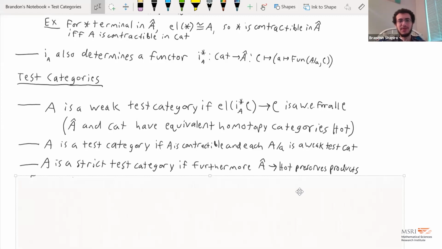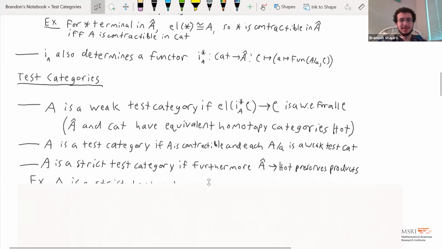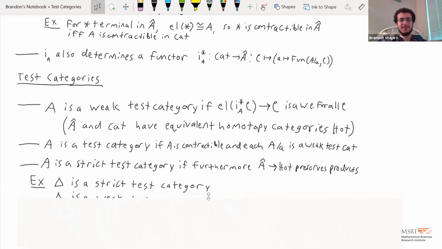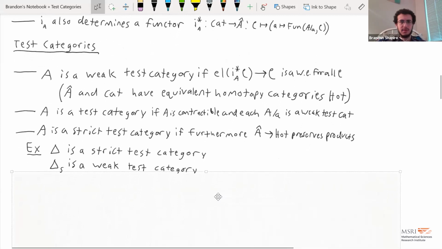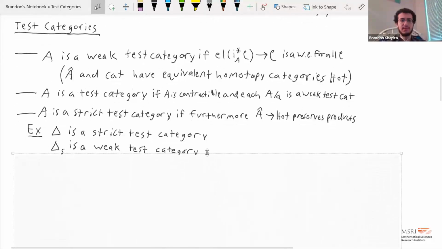As I think I mentioned before, one of the nice properties of the simplex category is that products of simplicial sets agree with the products of their homotopy types. And indeed, delta is a strict test category. And for an example of a weak test category, we have the semi-simplex category. And we'll see by the end, hopefully, several examples of test categories which are not strict ones.